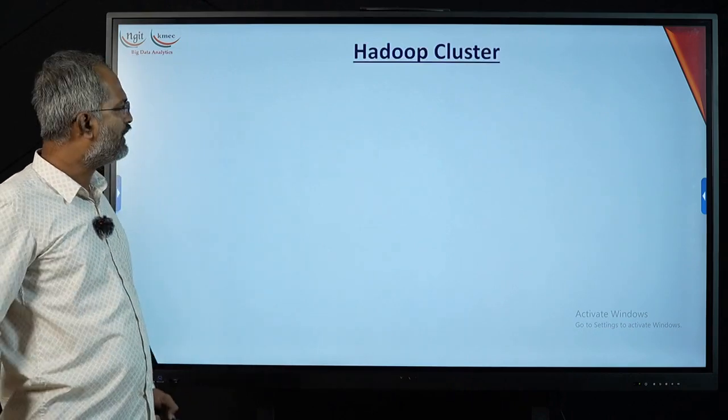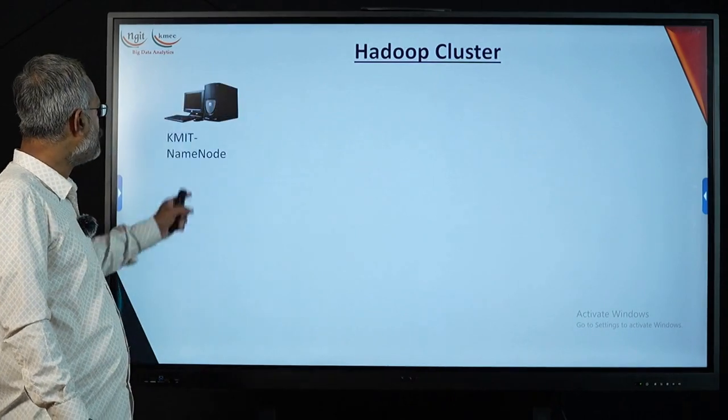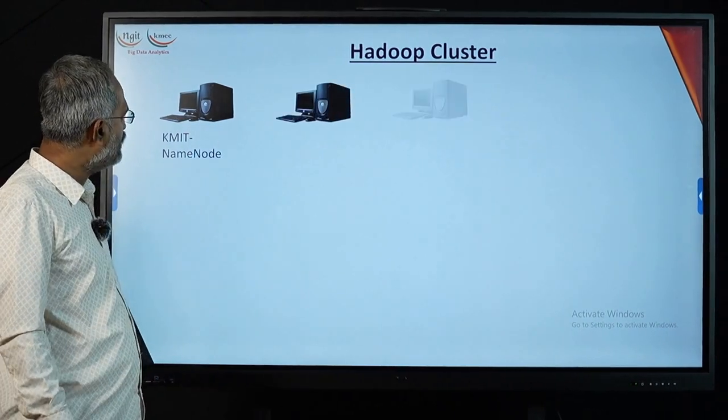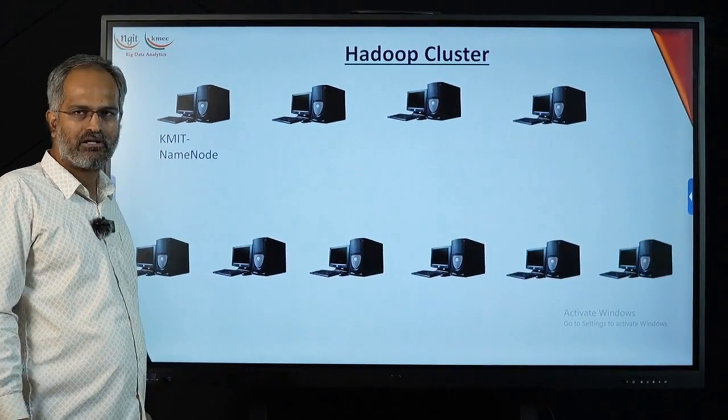Now, the Hadoop cluster. How is our Hadoop cluster designed? We have the name node with the name KMIT name node. This is the name node available, and we have a number of machines available, a total of 10 machines.